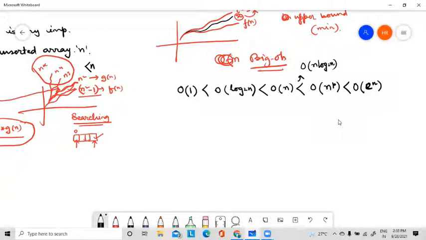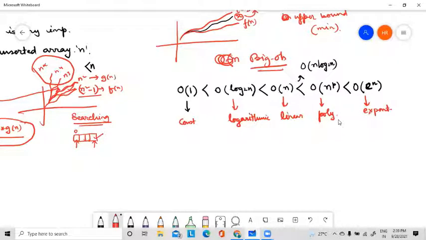So this is called constant time complexity. This is called logarithmic time complexity. This is called linear time complexity. This is also logarithmic. This is polynomial time complexity. This is exponential time complexity. Remember, this one has the highest value.